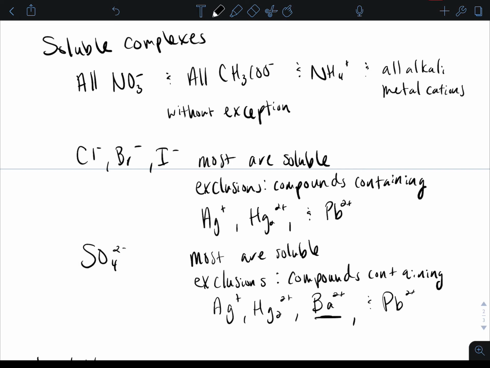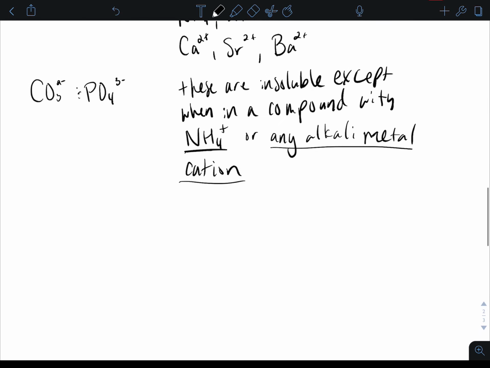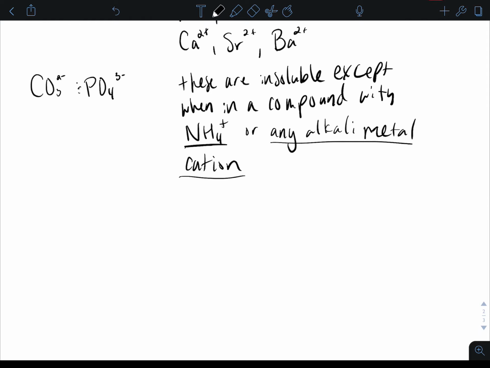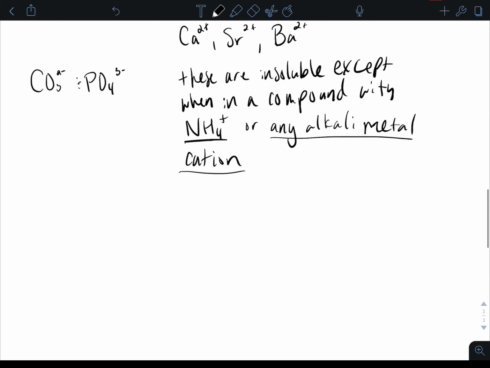So if we have something with nitrate, acetate, ammonium, or alkali metal cations, those are all going to be soluble. Alright. So once we have a balanced precipitation reaction, we are going to call that balanced equation a molecular equation.